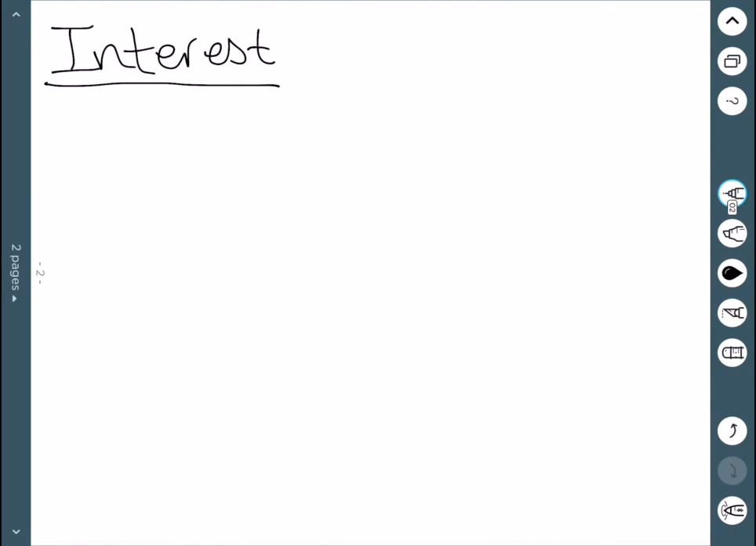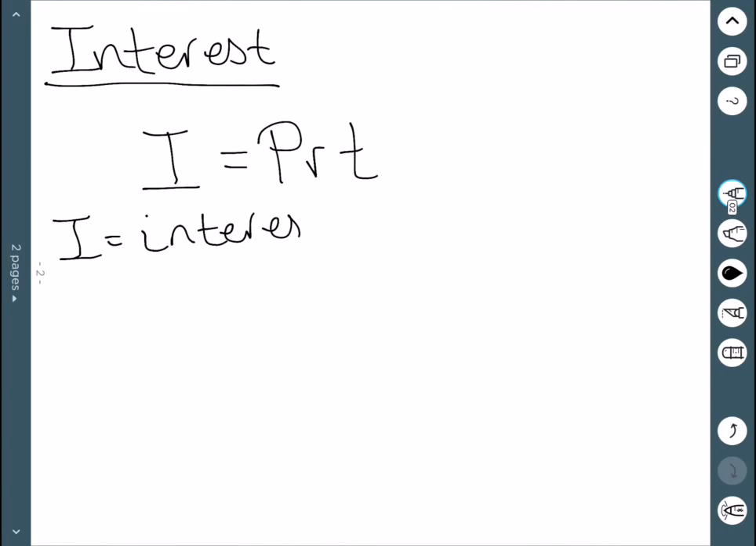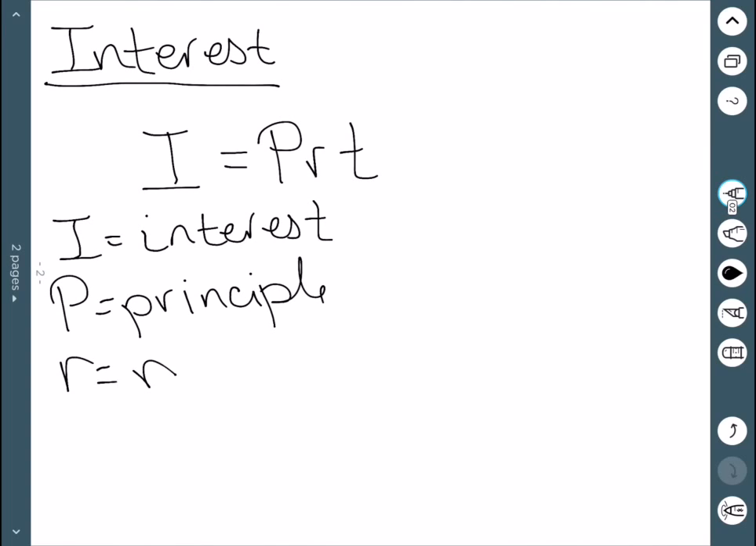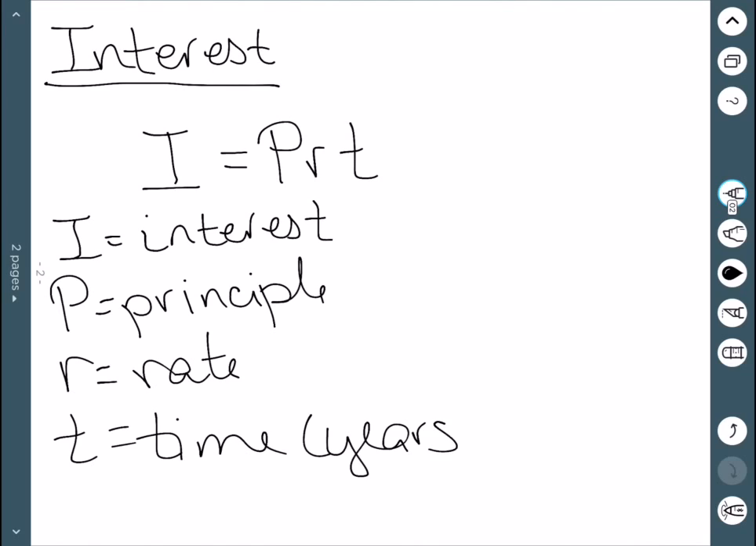The first type of problems we'll look at are simple interest. And we have this formula, I equal to PRT. I is the amount of interest you're gaining. P is called the principal. This can be either the amount of money you are investing or the amount of a loan. Either way. R is your rate. And T is your time in years, which will be very important.